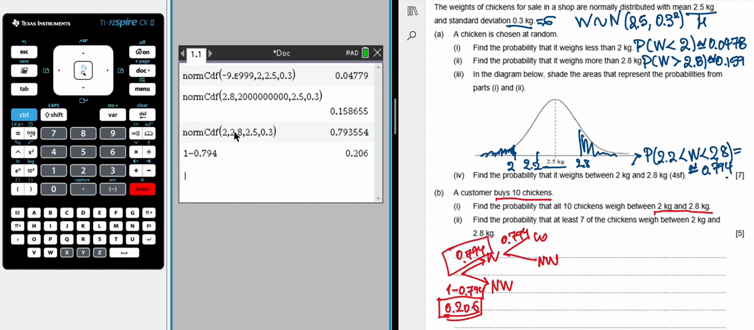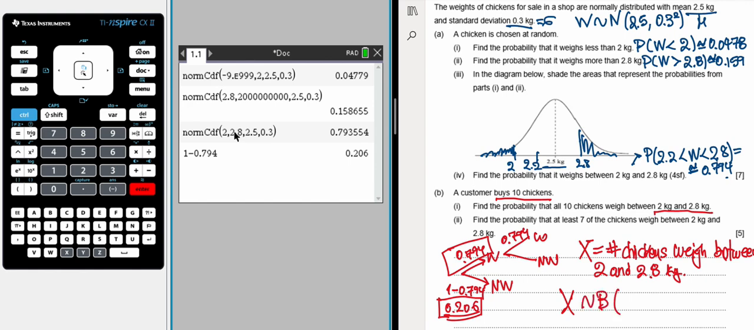So if I define as x a variable that corresponds to the number of chickens that weigh between 2 and 2.8 kilograms, then that variable follows the binomial distribution with the number of trials being 10 and the probability of success being 0.7935.